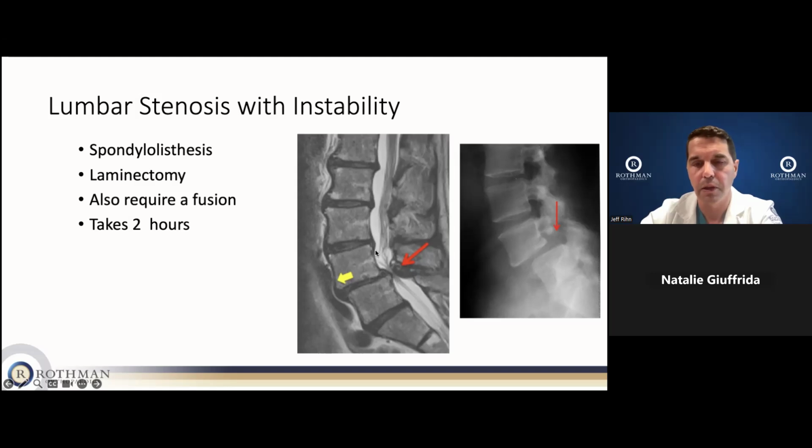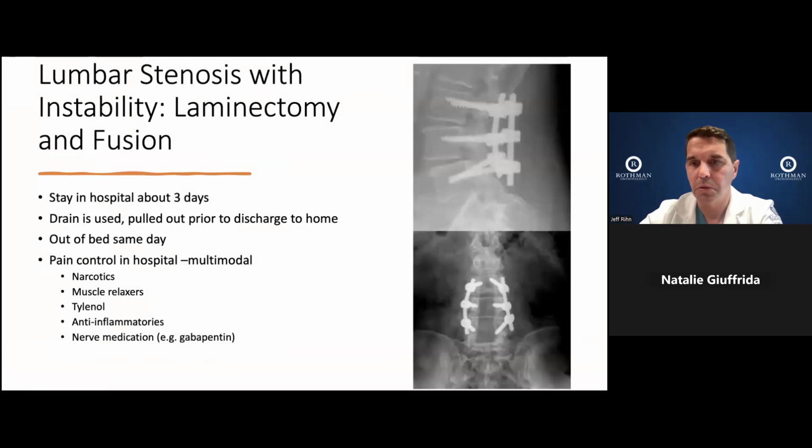So fusion's a little bit more invasive, a little bit longer of a surgery, takes a couple hours. You stay in the hospital for a few days. But again, if you do these procedures for the right reasons and the right patients, where the MRI shows stenosis and instability, the patients typically do very well.